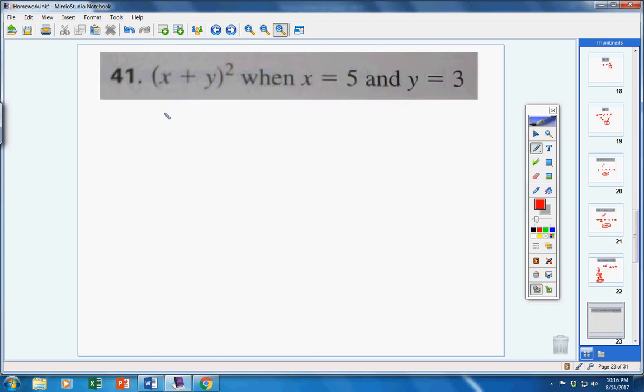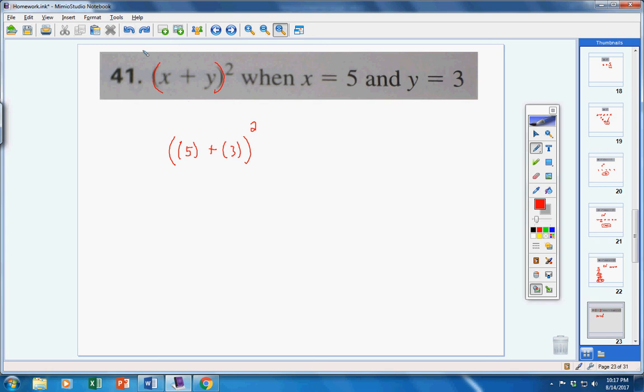Number 41. Now we're getting to some double variables with double substitutions, which is great. So I have a big parentheses, right, with a 2 on the outside for my exponent. So where the x is, I'm going to put a parentheses and put a 5. Then I put a plus sign. Then I have y. So I put a parentheses and I substitute 3 because y is 3. Now students, think about this. This 2 is outside the parentheses. So that means this 2 goes to what's inside the parentheses.